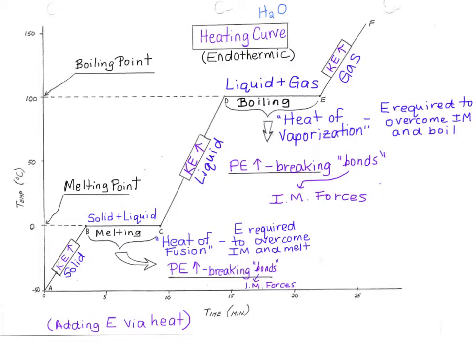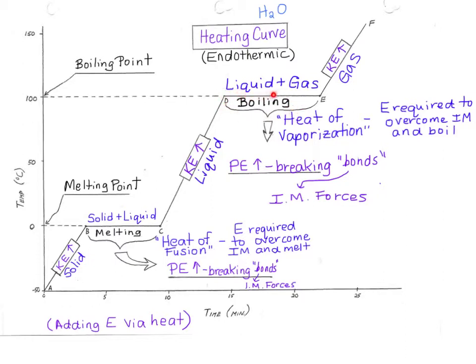Once the substance is all melted, from point C to point D, you can see our temperature is increasing again. That means our kinetic energy is going up, and the only phase that's present between C and D is the liquid phase. Until we get to the boiling point, which is 100 degrees C for water. At the boiling point, we begin to change over from the liquid phase to the gas phase, so both phases are present together. Between point D and point E, the liquid is boiling.